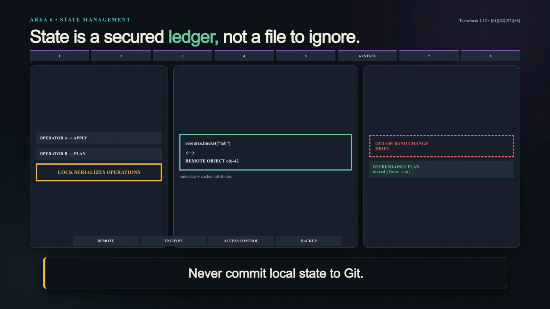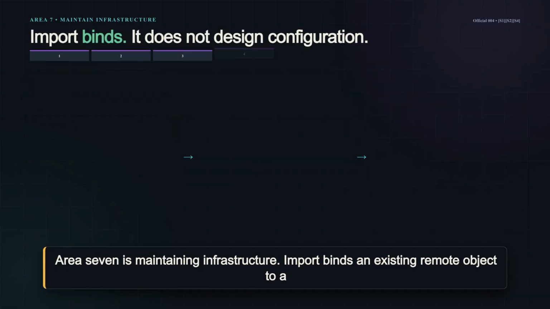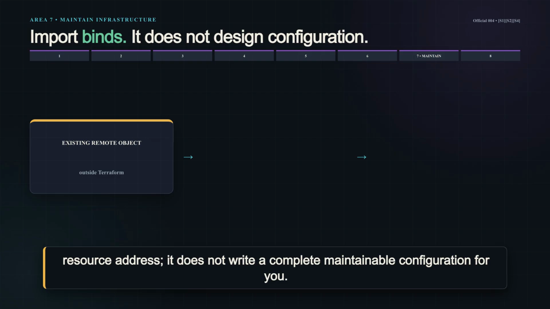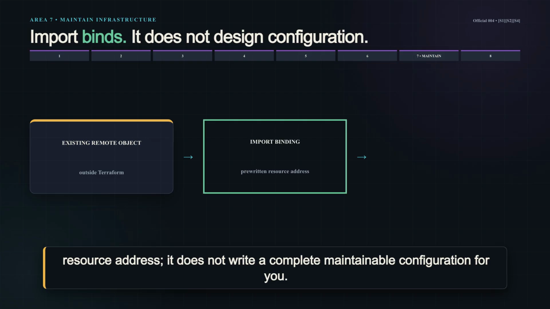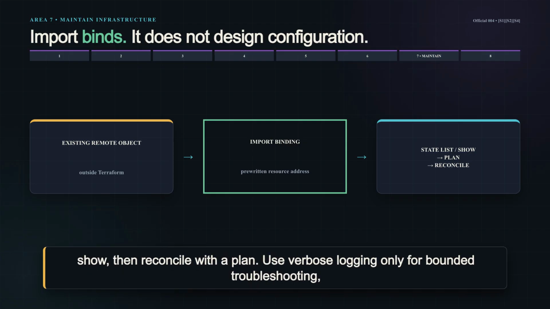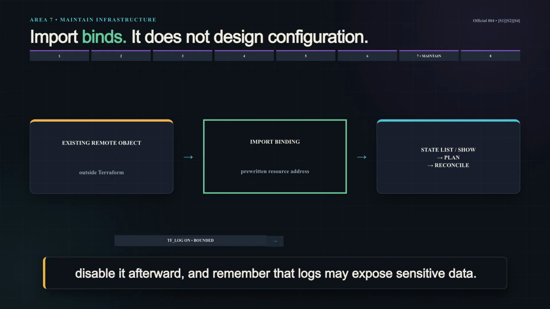Area 7 is maintaining infrastructure. Import binds an existing remote object to a resource address. It does not write a complete maintainable configuration for you. Practice import with matching configuration, verify the mapping with state list and state show, then reconcile with a plan. Use verbose logging only for bounded troubleshooting, disable it afterward, and remember that logs may expose sensitive data.